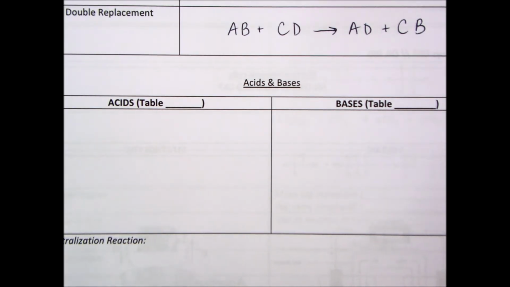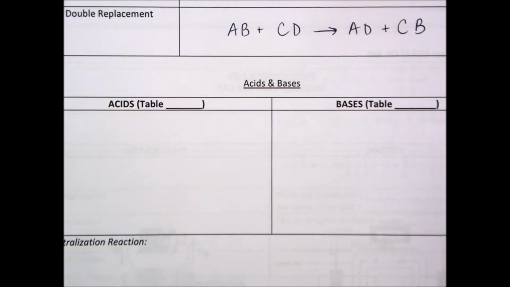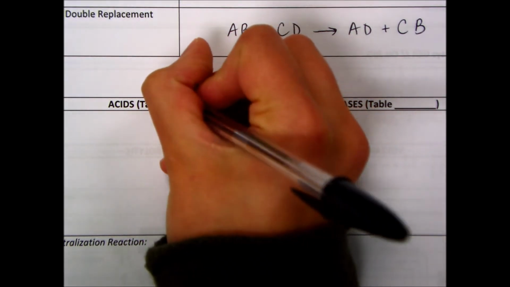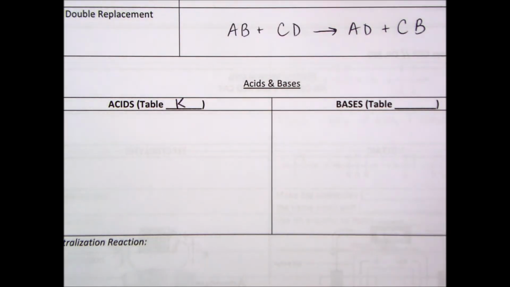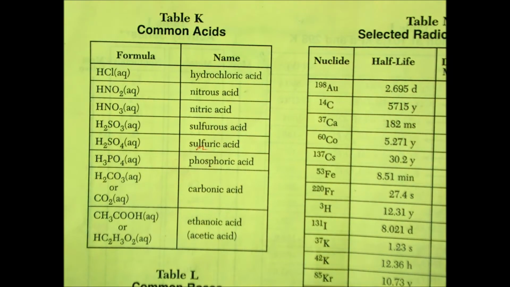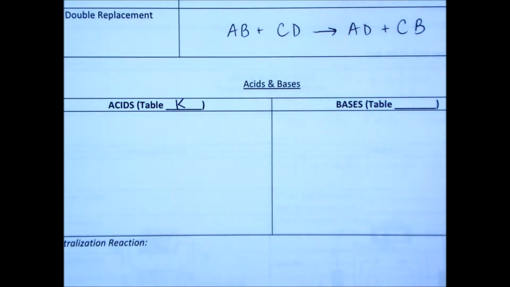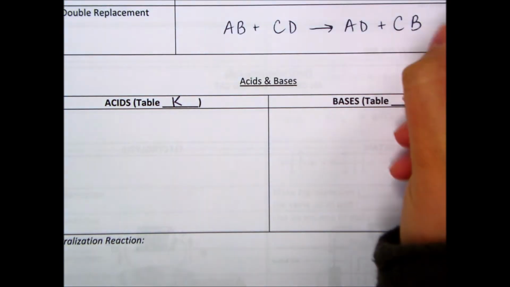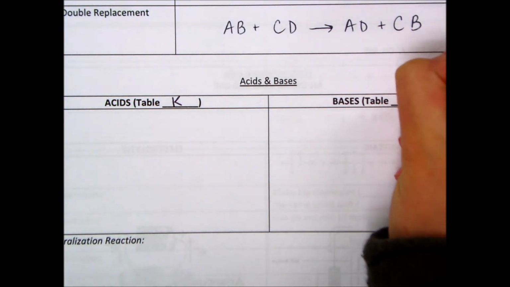Hope you did alright with those practice questions. Now we're going to move on to acids and bases. So just a general overview of acids and bases. Don't forget, acids are located on table K of your reference tables, which you should have handy. So we can just show that real quick. Table K, common acids, and then your bases are going to be found right below it on table L.